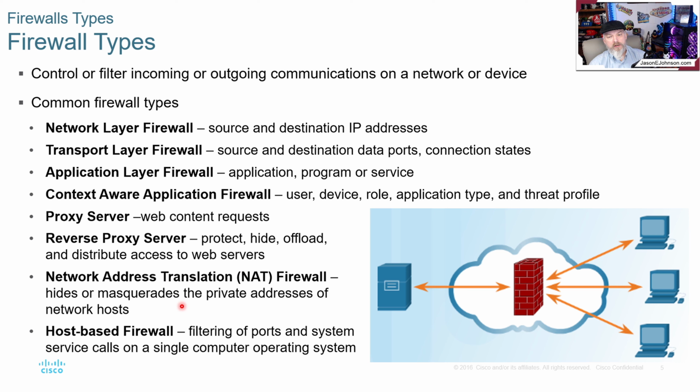You have a NAT, a network address translation firewall, that hides or masquerades the private addresses of network hosts. And then you have host-based firewalls, which filter ports and system service calls on a single computer's operating system.